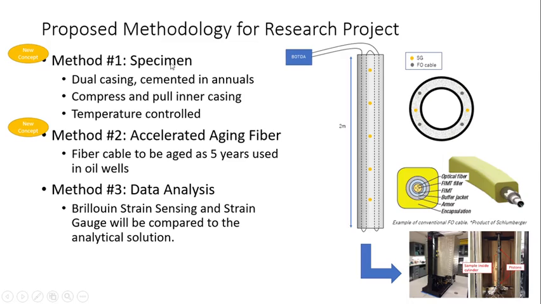Our specimen is specially prepared for this experiment. It consists of dual casing, cemented in the annulus. An array of strain gauges is run through the specimen, and fiber cables make a loop at the end and top of the specimen and connect to a BOTDA.